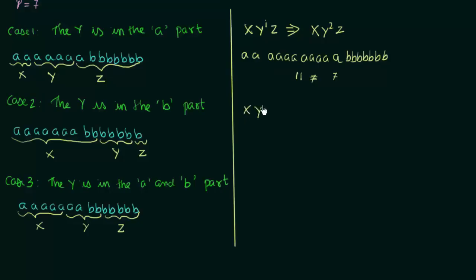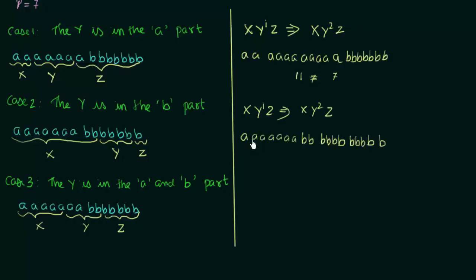Let me take x, y raised to i, z, and let me choose my i to be 2. So I have x, y squared, z. And what is x? x contains 7 a's and 2 b's, 1 2 3 4 5 6 7 a's and 2 b's, and y contains 4 b's, 1 2 3 4, and I have y squared. That means I have to repeat y once more.